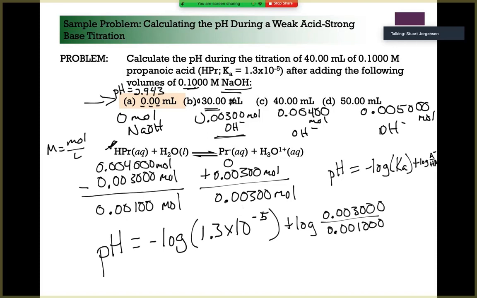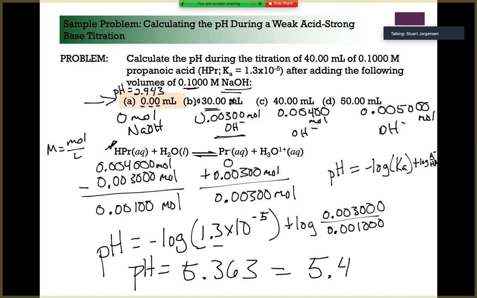I'm going to go ahead and take negative log of 1.3 times 10 to the negative fifth, plus the log of 0.003 divided by 0.001, close parentheses. I got a new pH for my buffer of 5.363. And I think two sig figs technically, looking at my math here from my Ka. So 5.4. I would take either.